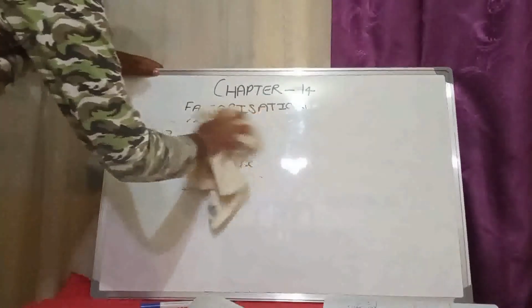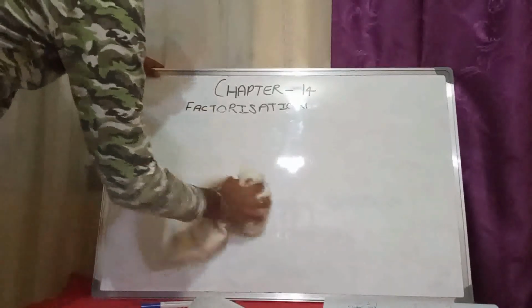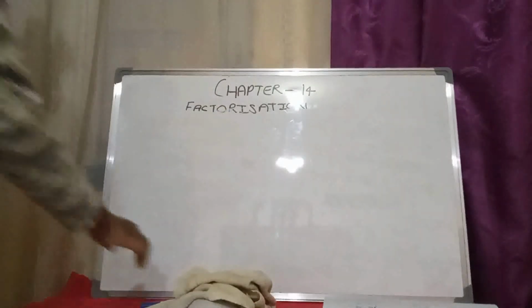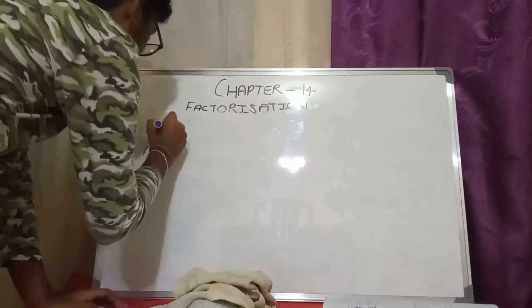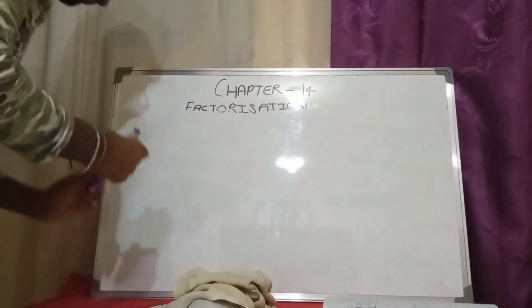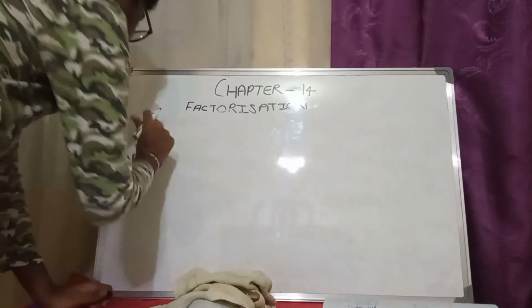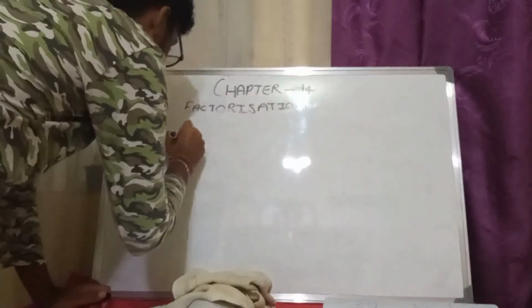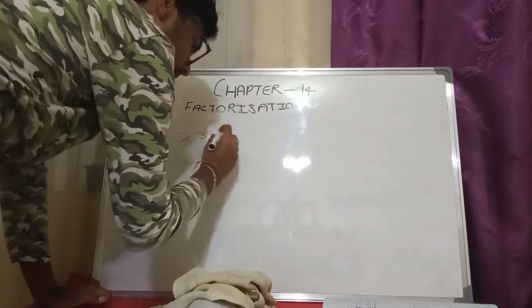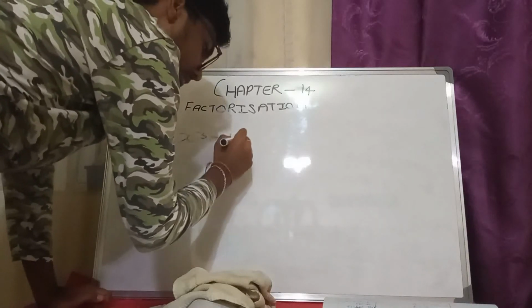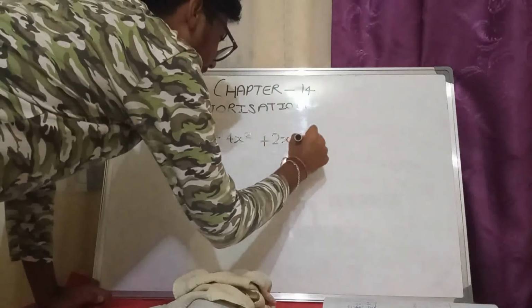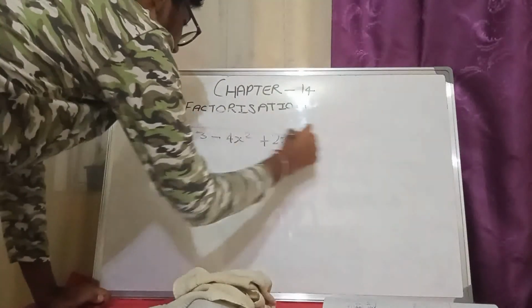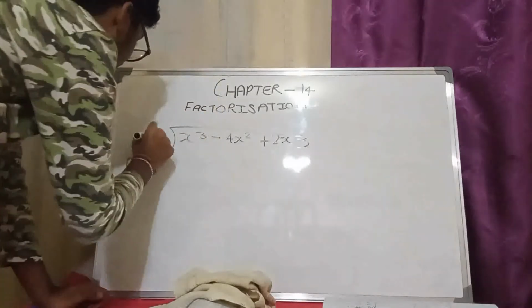Now we'll be doing some bigger questions, like trinomial divided by binomial. The question is x cube minus 4x square plus 2x minus 3 divided by x plus 2.